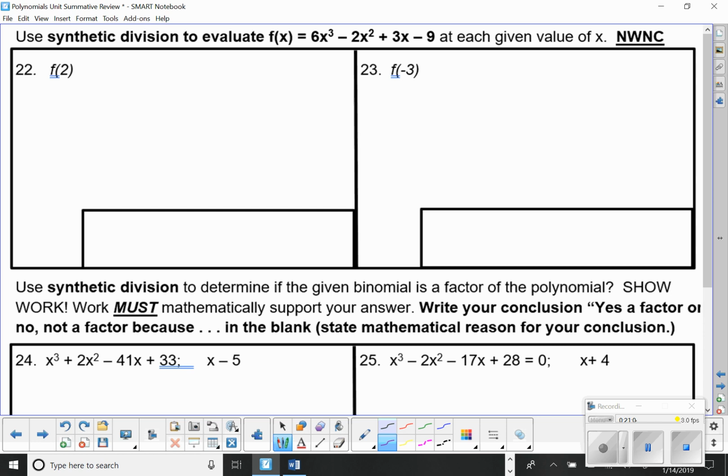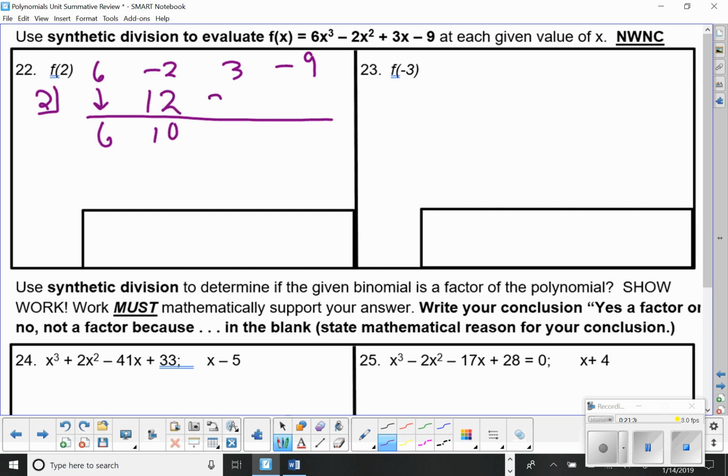All right. Use synthetic division to evaluate. When you evaluate, you don't take the opposite. You just put that little number in the seat. Then I've got 6, negative 2, 3, negative 9. It's already set up for me. Bring the 6 down. 2 times 6 is 12. Add these together and I get 10.